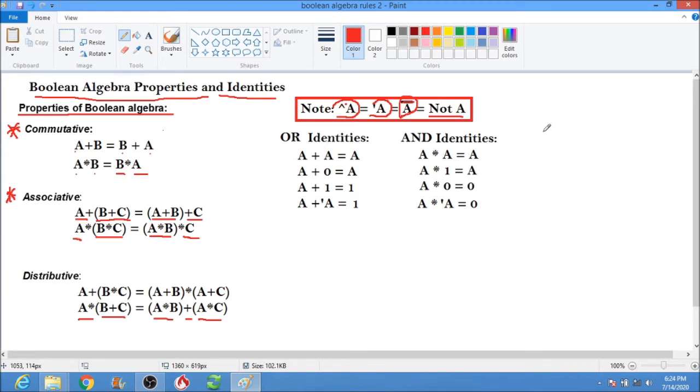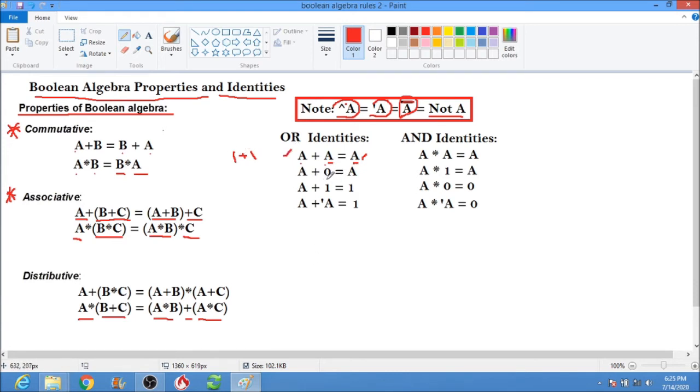Let's discuss the OR identities. A plus A is simply equal to A. Why? Let's substitute the logic 1 and 0. If A is 1 and the other A is 1, 1 plus 1 is 1, which is also equal to A. If A is 0, 0 plus 0 is 0, which is also equal to A.